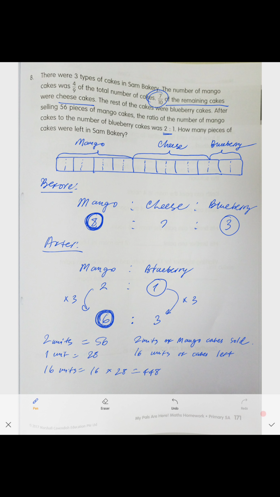So this is what they ask us. How many pieces of cakes were left in the Sam's bakery? 448 pieces of cakes were left in Sam's bakery. All right.